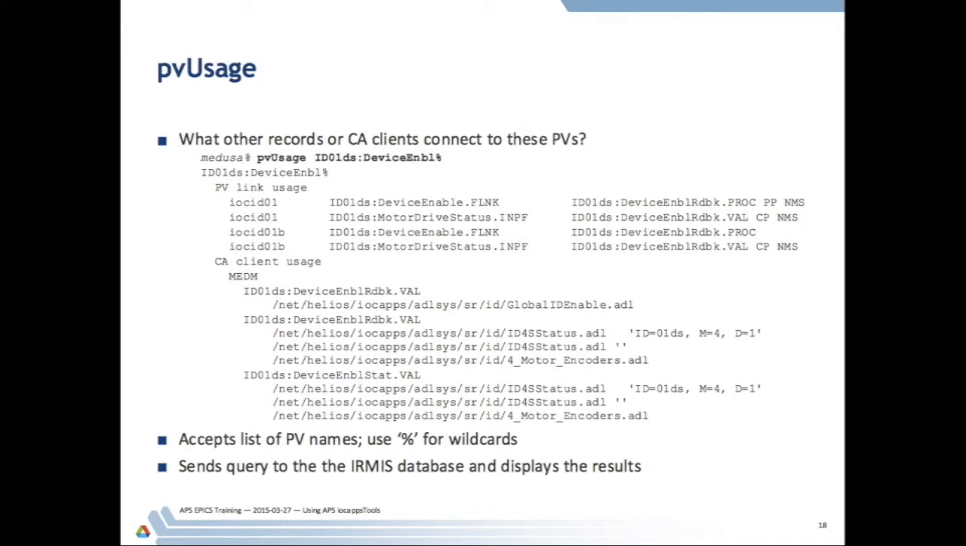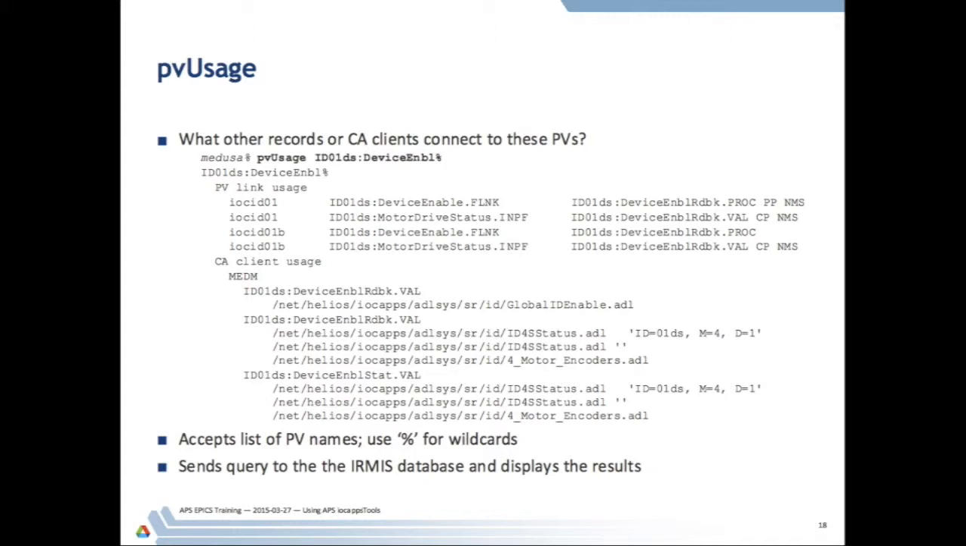Okay, now we're getting onto tools which make a bit more use of ERMIS. Here, with PV usage, the idea of this script is that I want to know what records, or even other channel access clients, connect to these PVs. You can do this through the ERMIS web front end, but this allows you to make some of those queries directly from the command line.